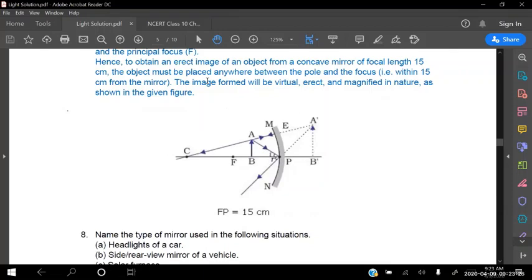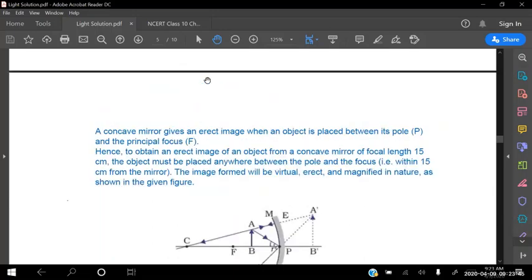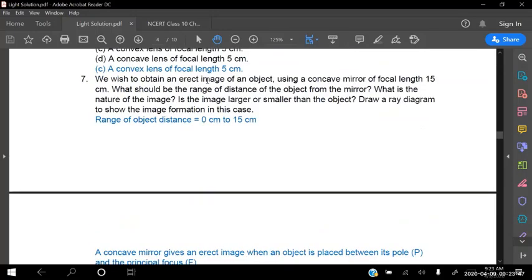Here they have used the rule from P. The ray is coming to P and then it is being reflected. You can even use a parallel line, or you can use the other rule. So it's up to you. And you are getting the erect and the big sized magnified image in this. So this is the answer for this particular question, that we wish to obtain the erect image.